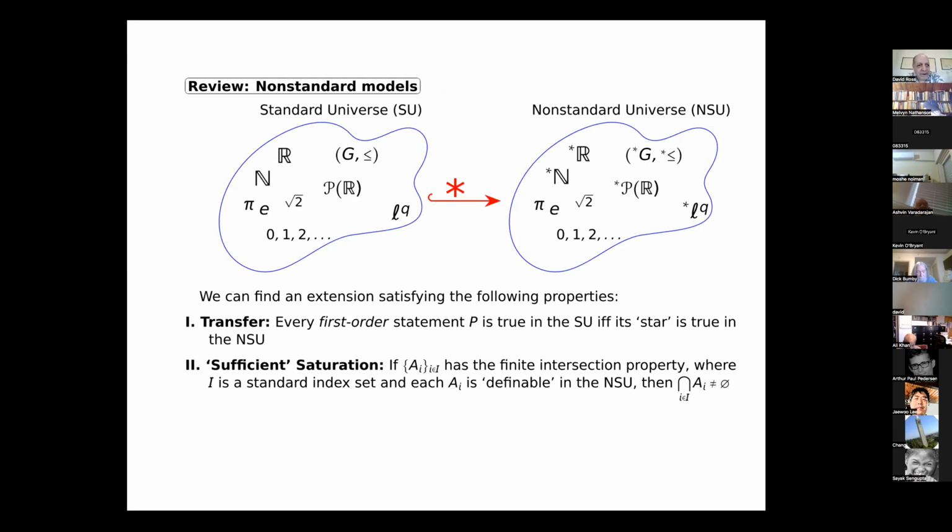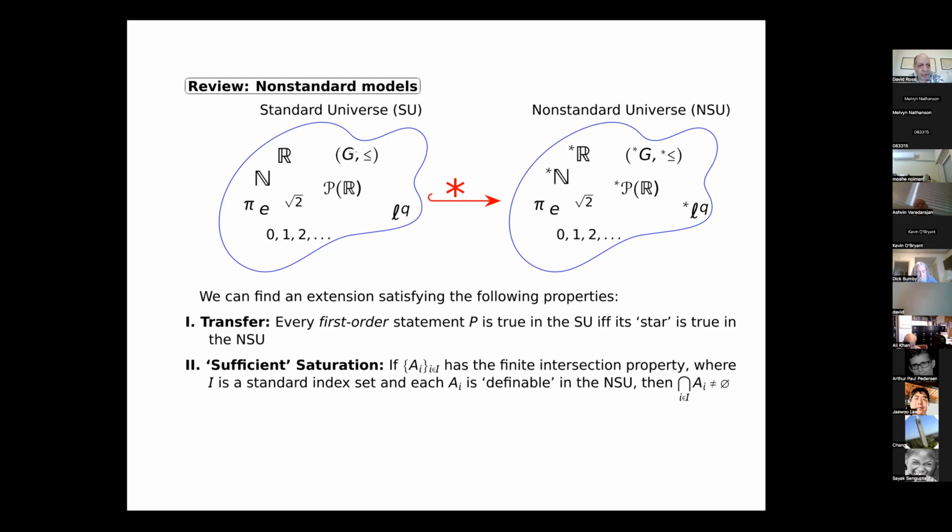So we've got a standard universe. Non-standard analysis has the following setup. You've got a standard universe, and it's got all the things you want to talk about. So it's got the reals, it's got the natural numbers, it's got individual numbers as sets, but it's also got individual numbers like 0, 1, 2, pi, e, square root of 2. The power set of the real numbers is also just an object in the standard universe.